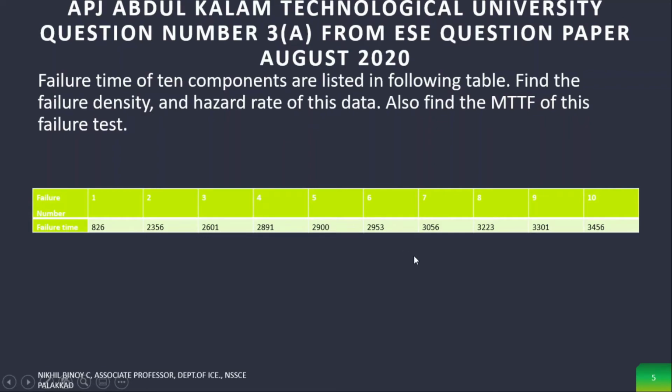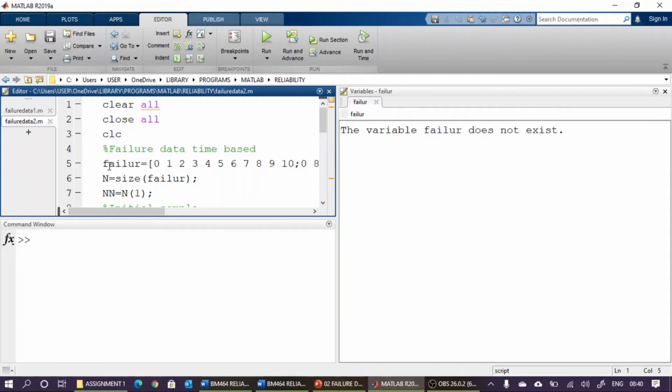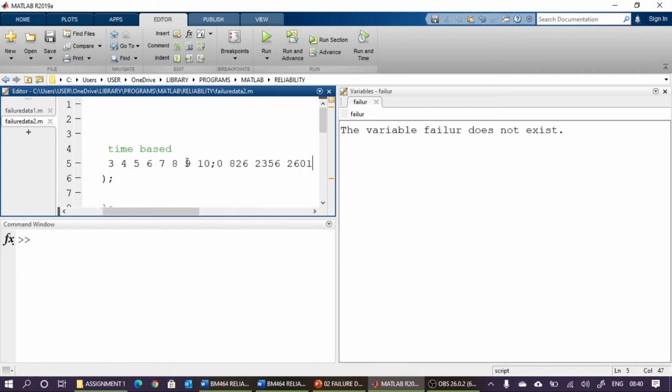Okay, so this is the program used, and this is the data given. 0 means the 0th component, no component has failed. First component failed, second component failed. This is not an interval, this is the component number. Third, fourth, fifth, sixth, seventh, eighth, ninth, and 10th component, and this is the corresponding failure time. For the 0th component it is 0, because there is no failure. For the first component, this is the failure time, and so on.